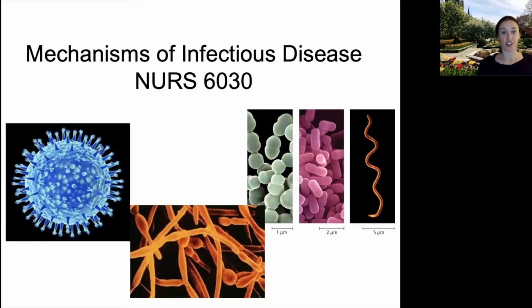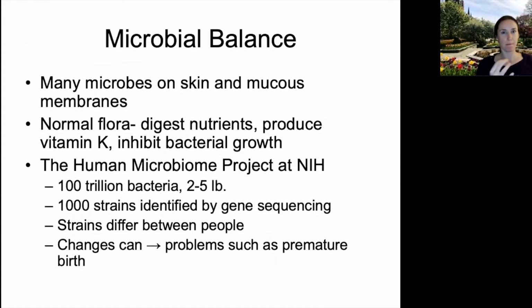Welcome to our lecture on mechanisms of infectious disease. So we have this microbial balance. Many microbes live on our skin and within our mucous membranes. We call this our normal flora. It helps with digestion of nutrients, to produce vitamin K, and to inhibit other bad bacterial growth.